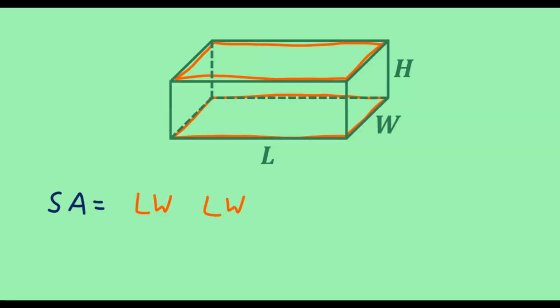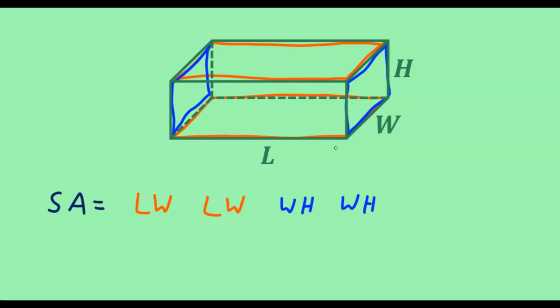Next, let us consider these two faces. Which two? Consider this face over here on the side, and consider this face over here on this side. Both of these are rectangles. The length of this rectangle is W and the width of this rectangle is H. So the area will simply be W times H. So we have two of these, W times H.